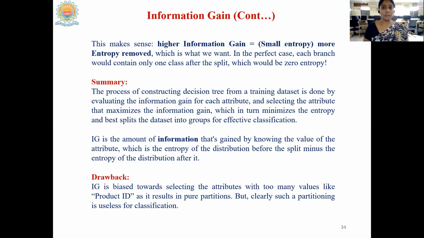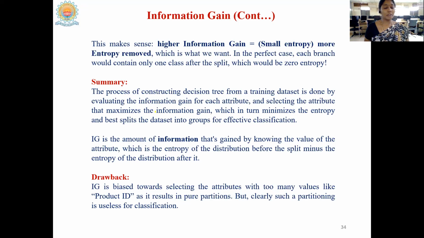Coming to the summary point of information gain: the process of constructing a decision tree from a training data set is done by evaluating the information gain of each attribute and selecting the attribute that maximizes the information gain, which in turn minimizes the entropy.